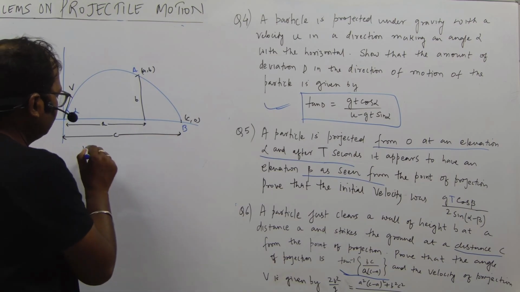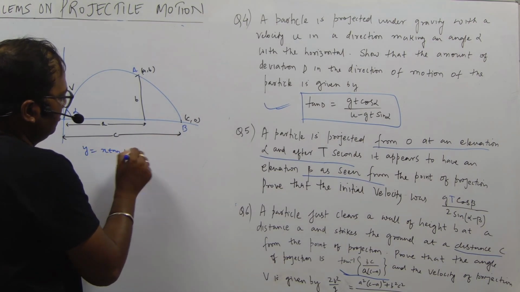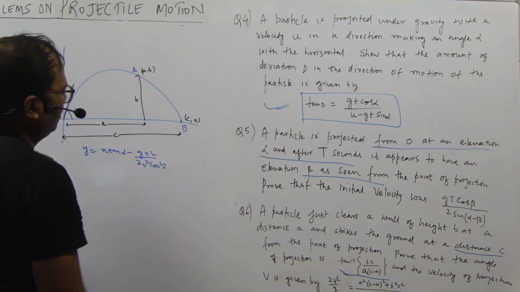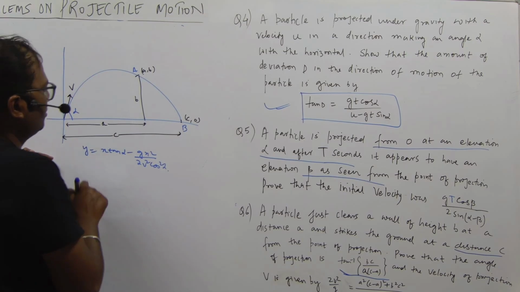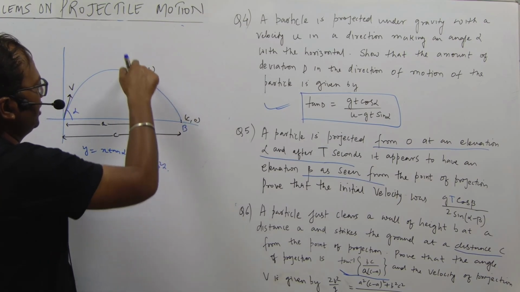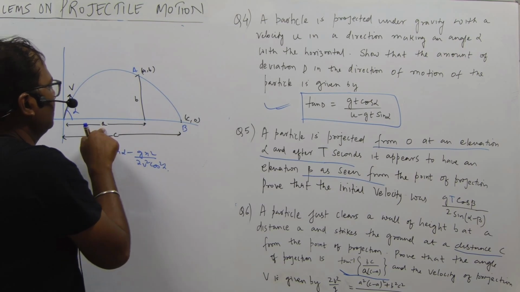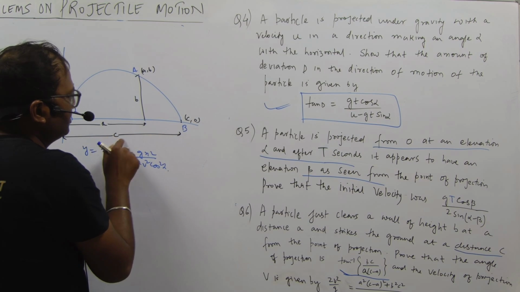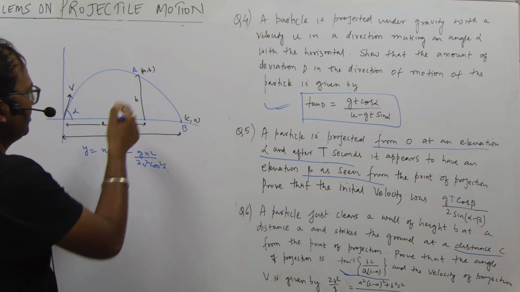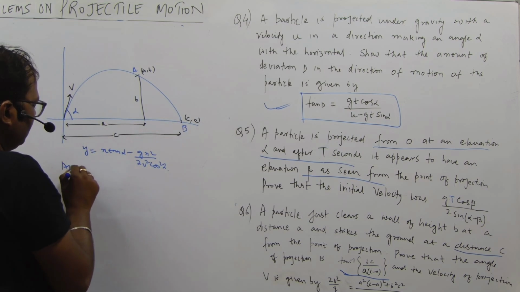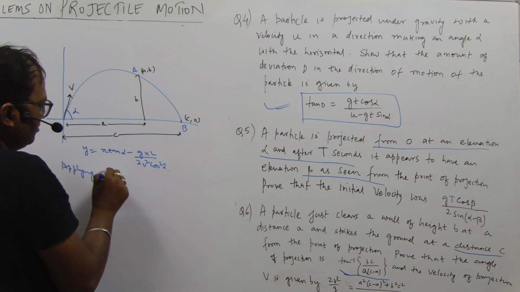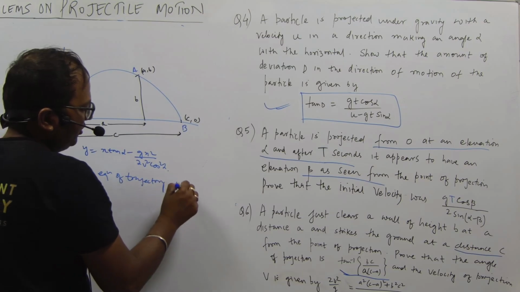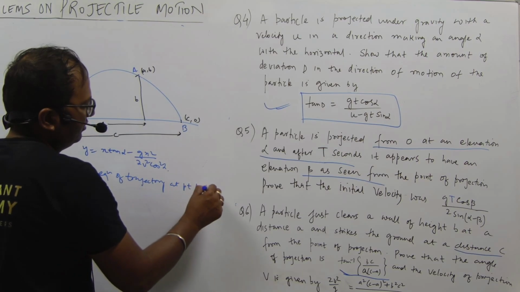So we have y is equal to x tan alpha minus gx square upon 2v square cos square alpha. We will apply this equation of trajectory at points A and B. At point A we have the value of x as a and the value of y as b. At point B we have the value of x as c and the value of y as 0. So let us apply the equation of trajectory at points A and B.